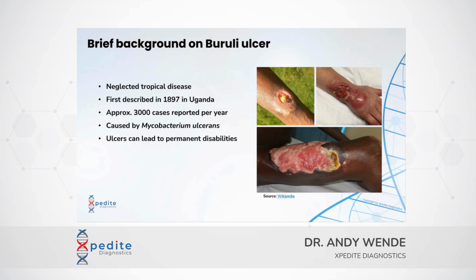As a very brief background on the disease, it's a neglected tropical disease, first described at the end of the 19th century in Uganda. Currently, according to Wikipedia, around 3,000 cases are reported each year. The disease is caused by a Mycobacterium species called Mycobacterium ulcerans. Those ulcers that you can see here can lead to permanent disabilities, and so have the potential to take a big portion of the quality of life of people who are infected.